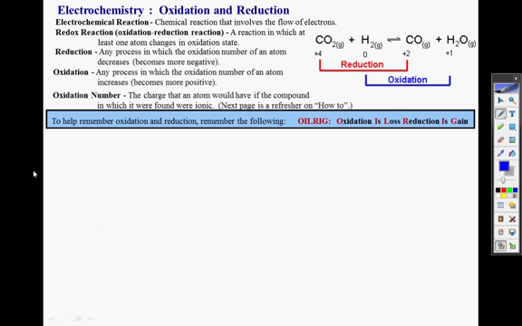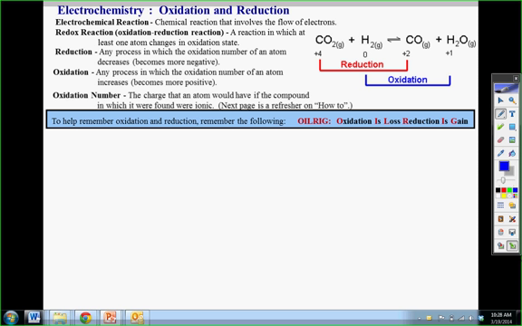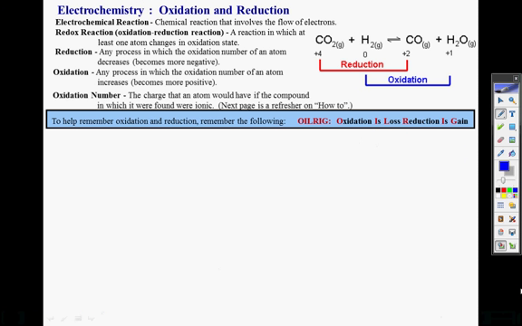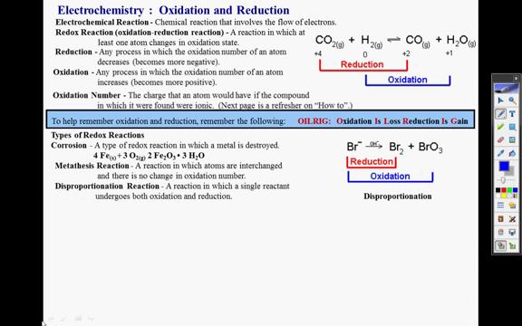To help remember oxidation and reduction, OIL RIG: oxidation is loss, reduction is gain. That's the one you wanted me to do because you were all so happy about it last class. Cheryl, what is it losing or gaining? Electrons. Very good. Oxidation is loss, reduction is gain.